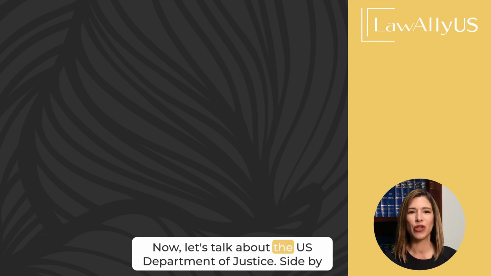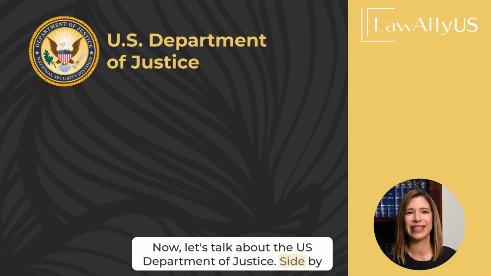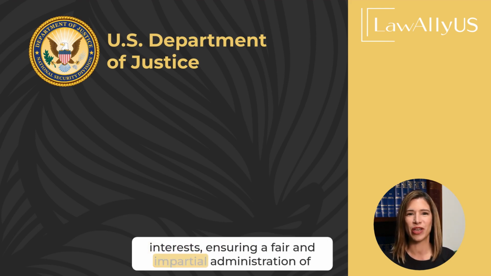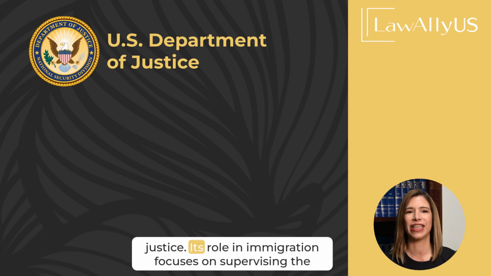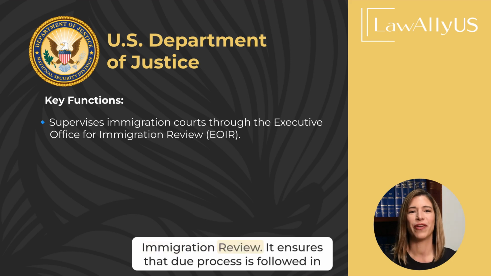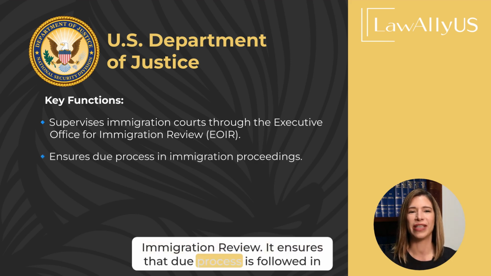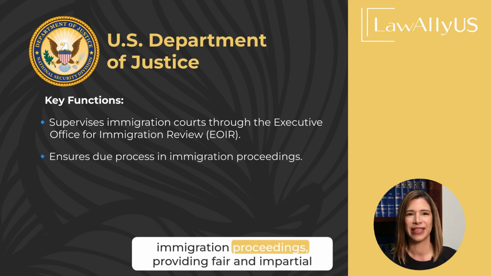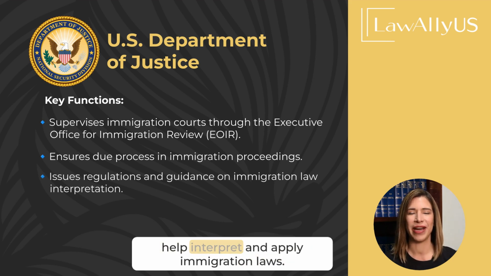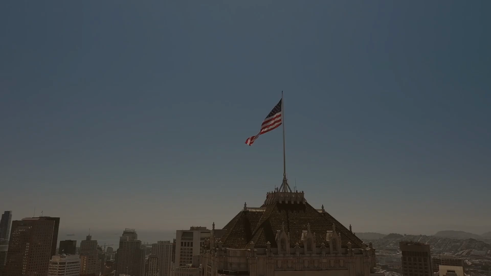Now let's talk about the U.S. Department of Justice. Side by side with DHS, the DOJ enforces the law and defends U.S. interests, ensuring a fair and impartial administration of justice. Its role in immigration focuses on supervising the immigration court system through the Executive Office for Immigration Review. It ensures that due process is followed in immigration proceedings, providing fair and impartial hearings. Additionally, it issues regulations and guidance that help interpret and apply immigration laws.